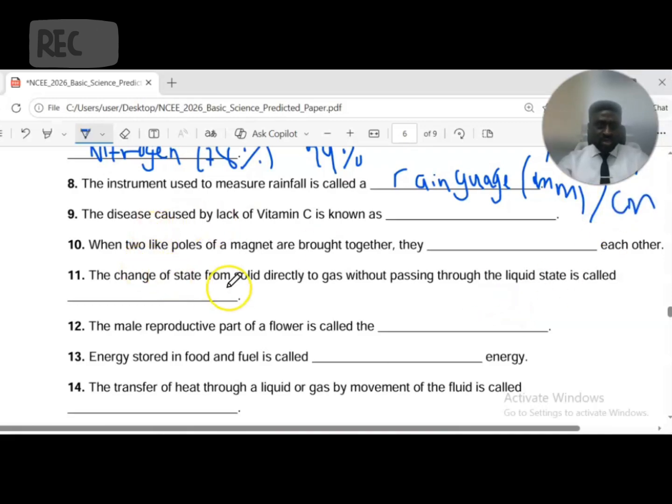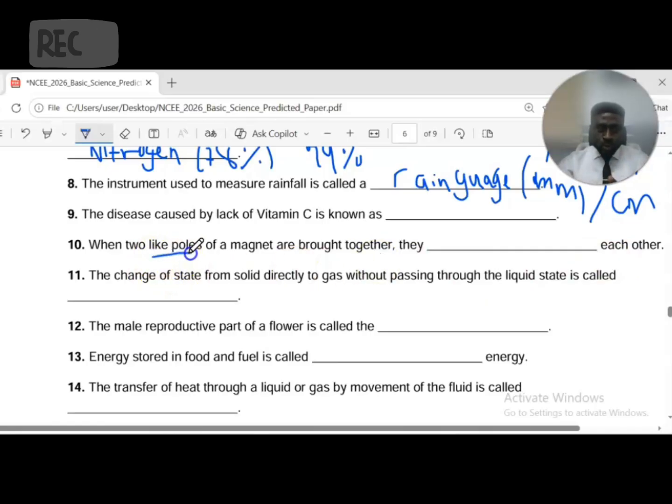Then question 10. When two like poles of a magnet are brought together, they dash each other. Remember the laws of magnetism. The law of magnetism states that like poles repel, unlike poles attract. So from that law, like poles repel, unlike poles attract. Just like in electricity, like charges repel, unlike charges attract.